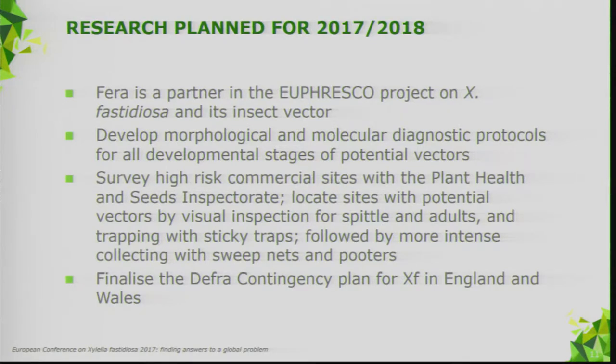And we're planning to carry out a survey of high-risk commercial sites with the Plant Health and Seed Inspectorate. What we'll be looking at is nurseries that are importing the Xylella hosts from the Mediterranean where the disease occurs. The methods that we're going to be using are visual inspection for the spittle and the adults, incidentally, the first spittle in the UK was detected in April up until the end of June. We're also going to be using sticky traps, and where we found potential vectors, we're going to use more intense collecting using sweep nets and pooters.